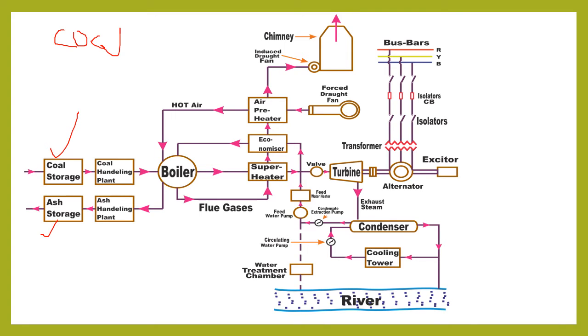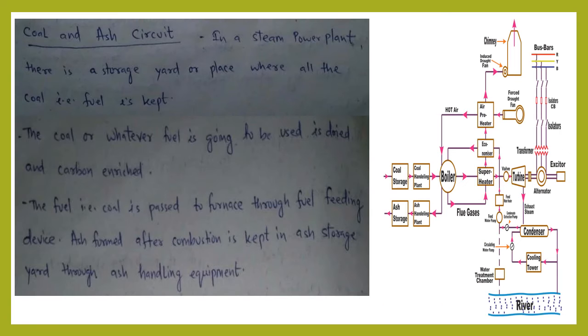Then, before going to the boiler, the coal is carbon enhanced and dried so that it will burn quickly. After burning, coal gives a combustion product that is known as ash. So ash is collected from the boiler and stored in the ash storage. This was the first circuit that we have already covered.